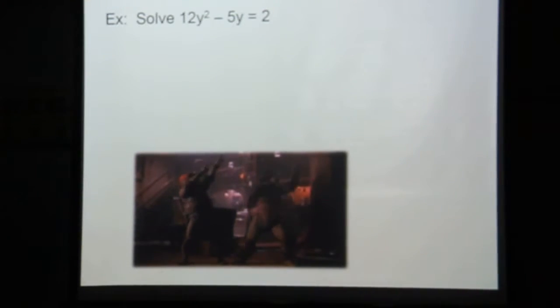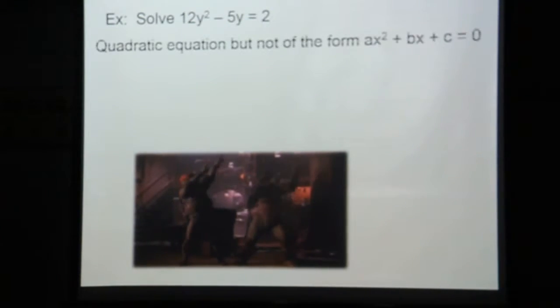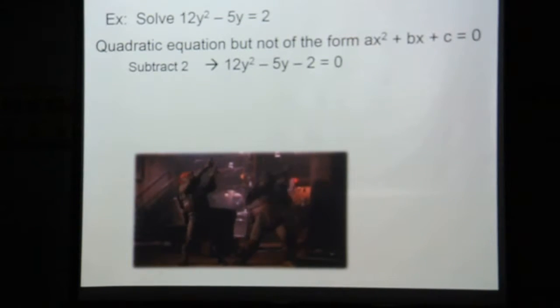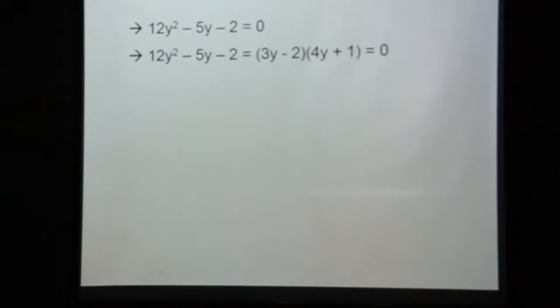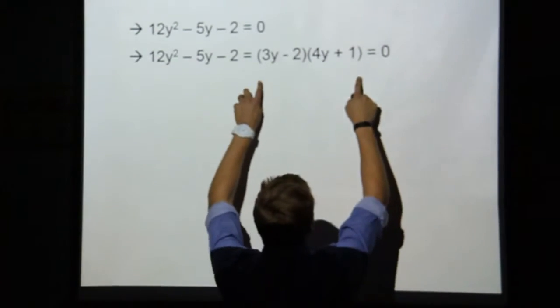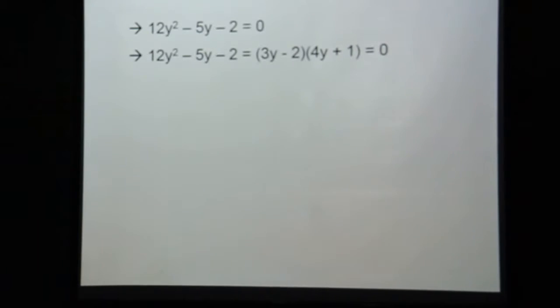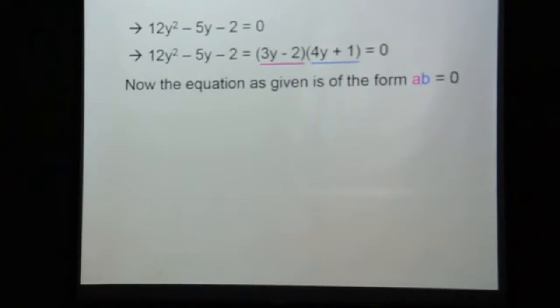So welcome back. This is not in the correct form, so I've got to move it to the correct form, so I'm going to subtract 2. Right? This one's a little harder because it doesn't factor quite as easily. You've actually got to do the x box. So if you factor the left side, you get 3y minus 2 and 4y plus 1. This should be your factors from the x box. From there, it's the exact same thing. 3y minus 2 and 4y plus 1.